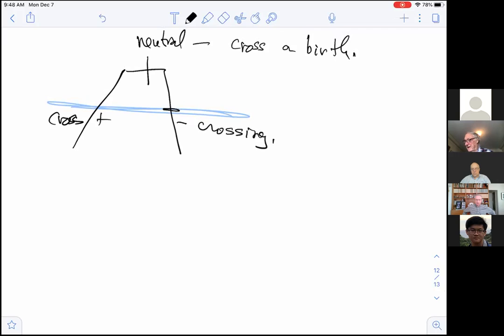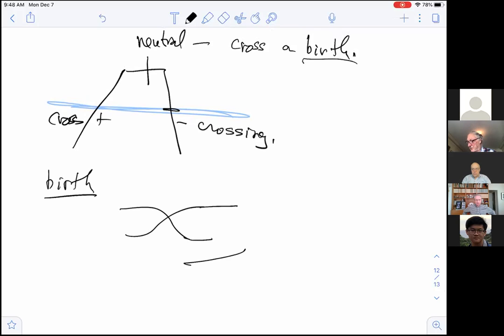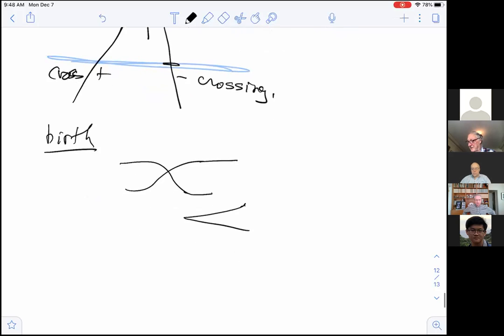Well, let's do the case of a birth first. So I have a crossing, then I have a birth, and then I have another crossing. So suppose they're all disjoint.